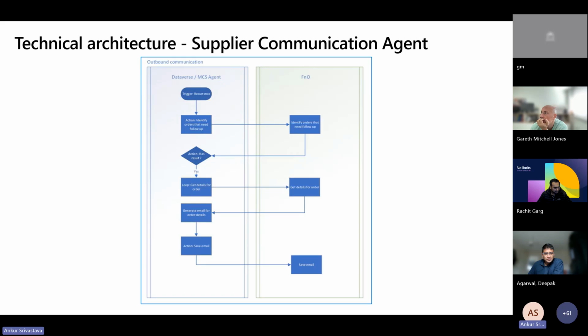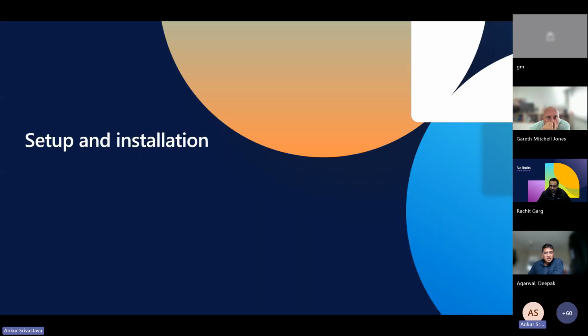For each eligible order, the agent generates a follow-up email by combining a prompt-based natural language description and a structured execution for order details. There are safeguards in place to prevent duplicate emails when no changes have been made. Once generated, the emails are saved into FNO with an optional capability for automatic sending. That is a manual process as of today. Now let's talk about the setup and installation process.